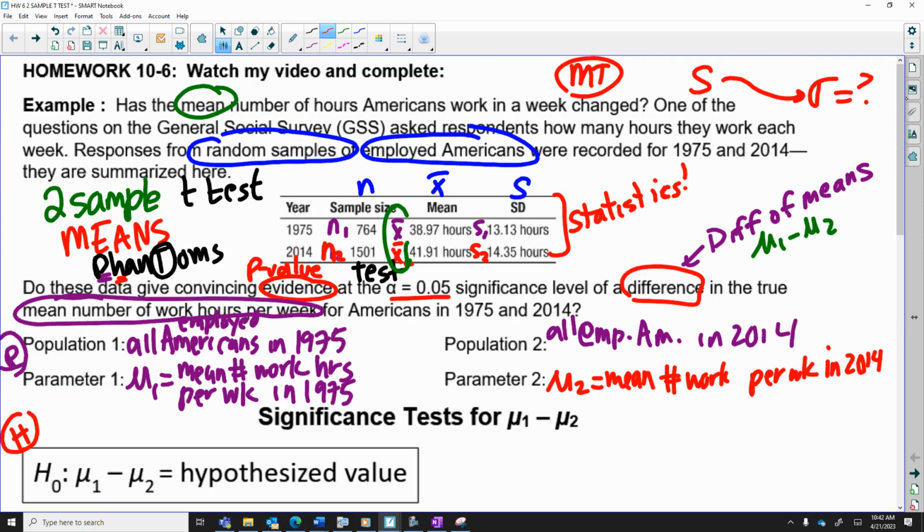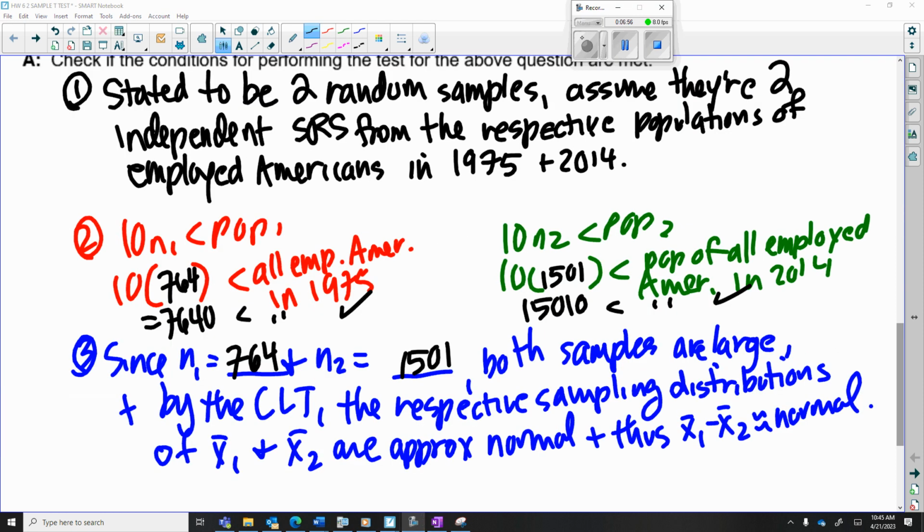We are going to assume that these two samples are independent because they're two separate years. It says that they are random samples, so that's great. The sample sizes are both very large, 764 and 1501, so the central limit theorem will be met, and the sampling distributions will be approximately normal. So all of these are going to be met, and I'm just going to pause the video here and write in my assumptions. Okay, so I just completed the assumptions.